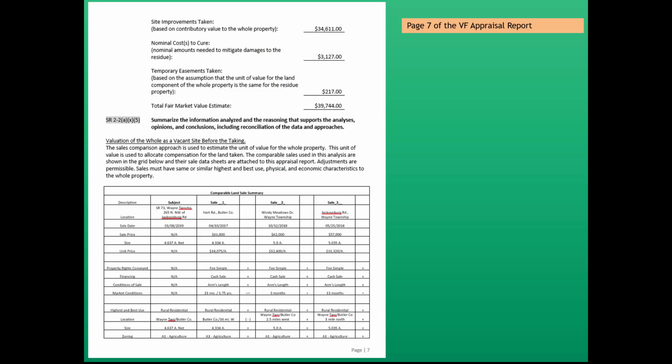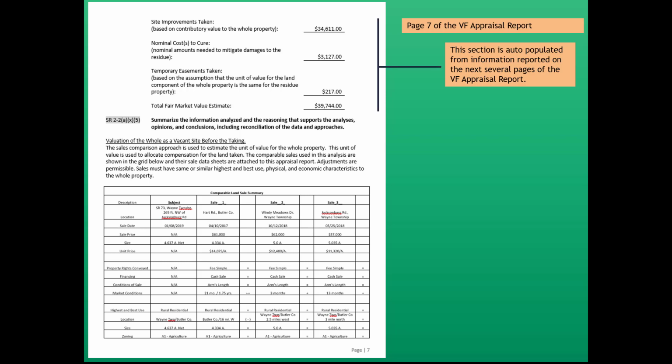We're now on page 7 of the Value Finding Appraisal Report. We're on the section that's auto-populated, and it gives us the unit value, the value of the land taken, site improvements taken, cost to cure, temps, and the total fair market value estimate.